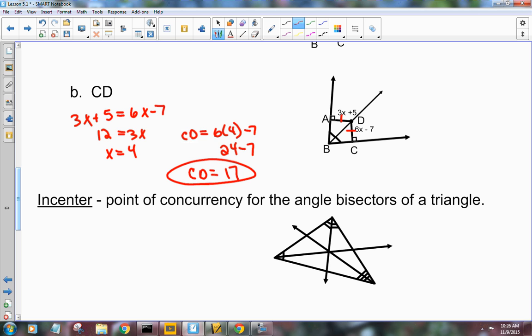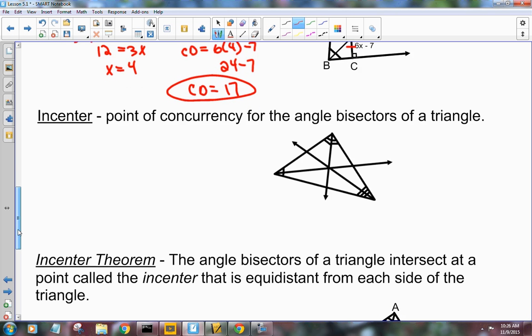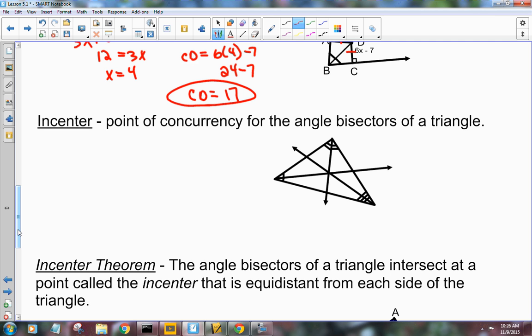Okay. Well, just like with the perpendicular bisectors, if I go to a triangle and I draw all 3 angle bisectors, those are going to intersect at a point. And that point, the point of concurrency, is called the incenter. So I drew an angle bisector for each one of these angles, and they intersected here at this point, and this point is called the incenter. So the incenter is created by angle bisectors. The circumcenter is created by perpendicular bisectors. Okay, yes?